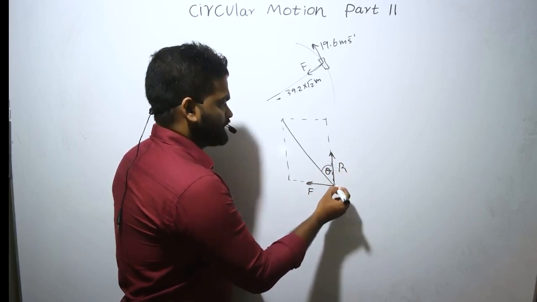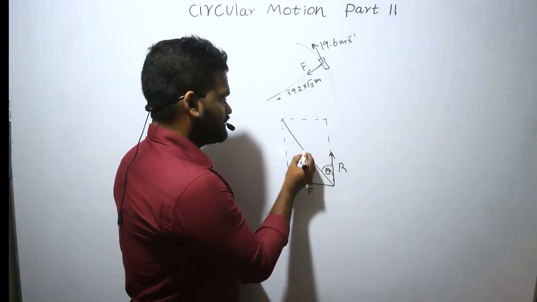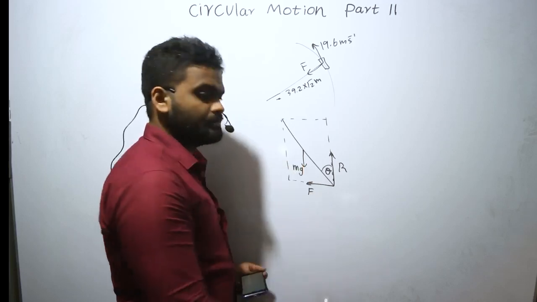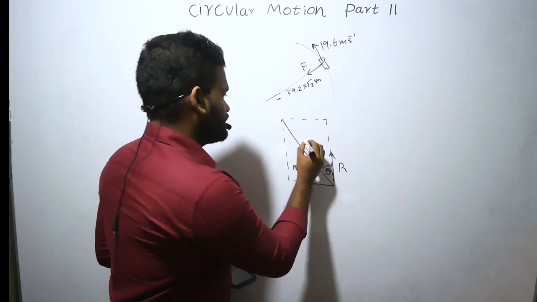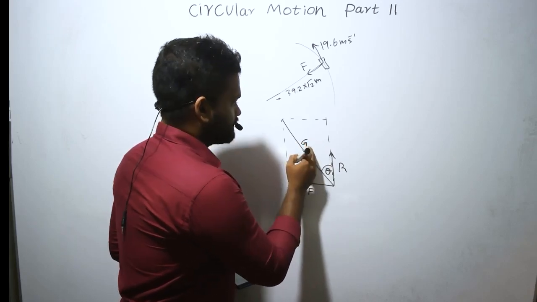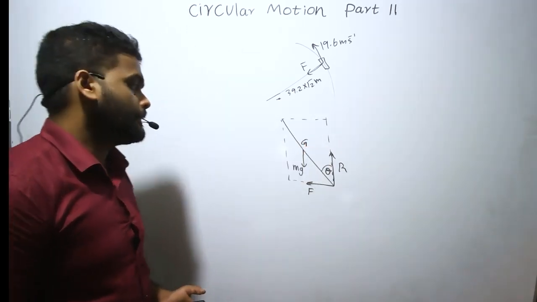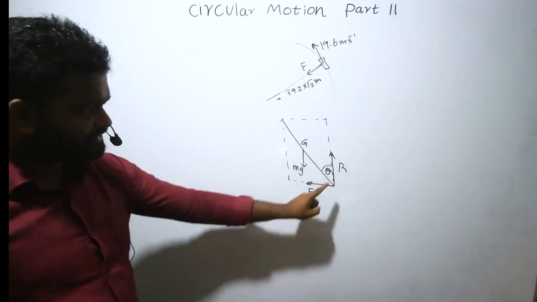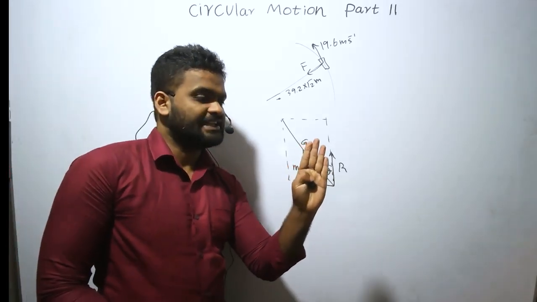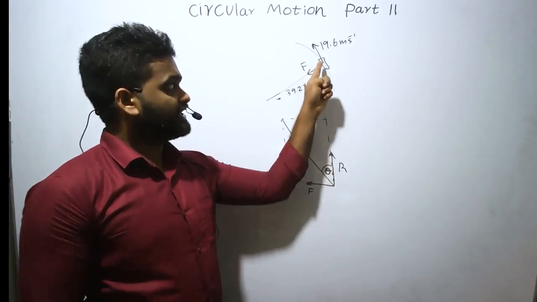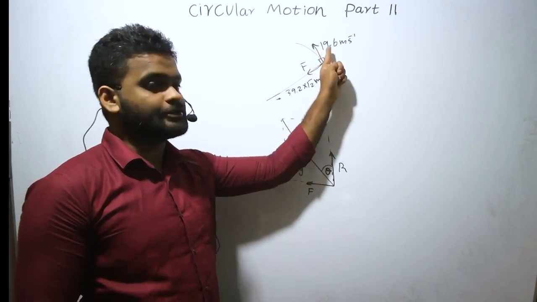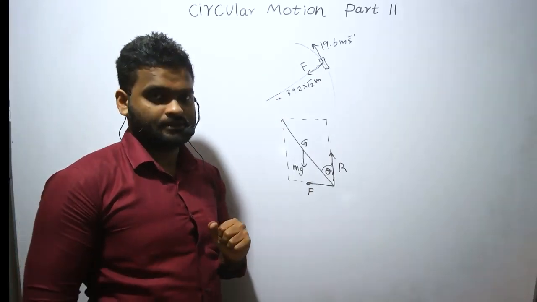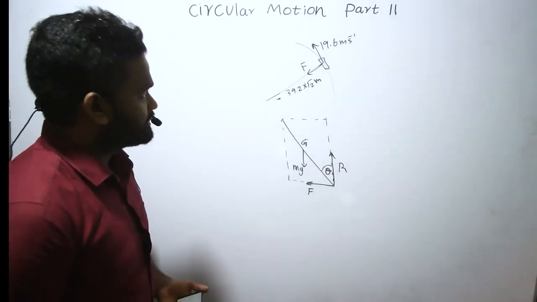Then the normal reaction R on the tires acts vertically, and downwards acts mg, the weight of the bike. The mg acts at the center of gravity of the bike and the man, the whole system. What they ask is the angle: how much should the inclination be when you are taking this bend at this speed? Without this inclination, you cannot take this bend at this speed. Let's see how to find this.